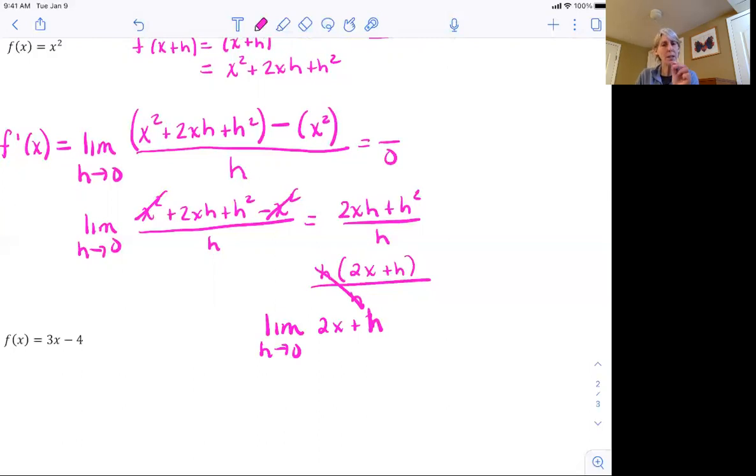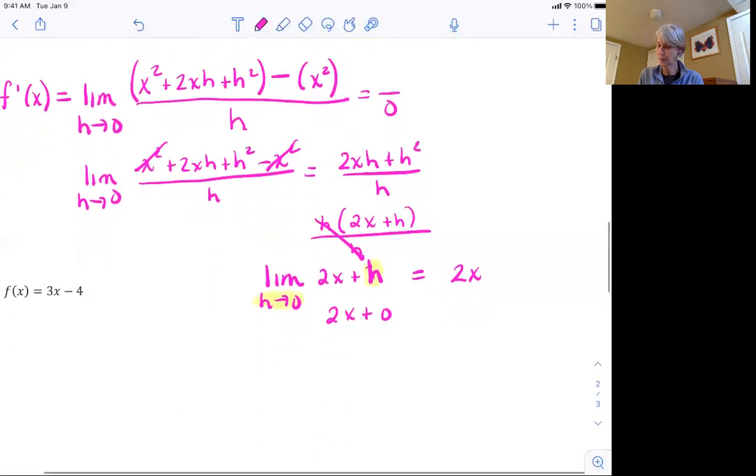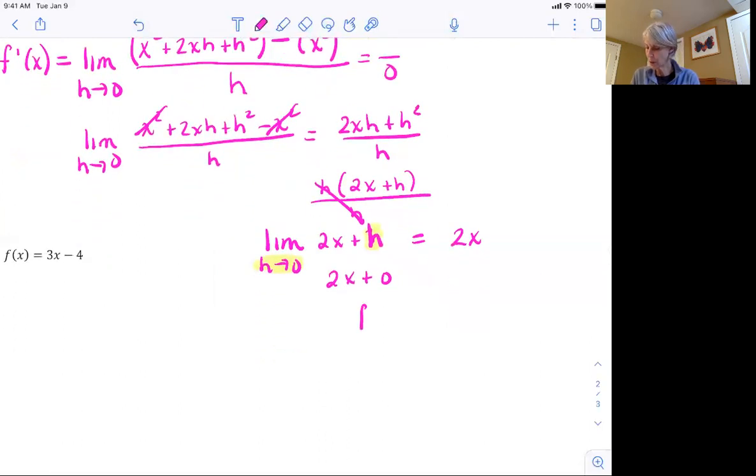And now instead of plugging in 0 for x, remember, now it's h goes to 0. So we want to remember when we evaluate this, it's 2x plus 0. So our answer is 2x. What does this mean to us? f prime of x, which is the derivative of x squared, is 2x. And this is a rule. I can use this now.